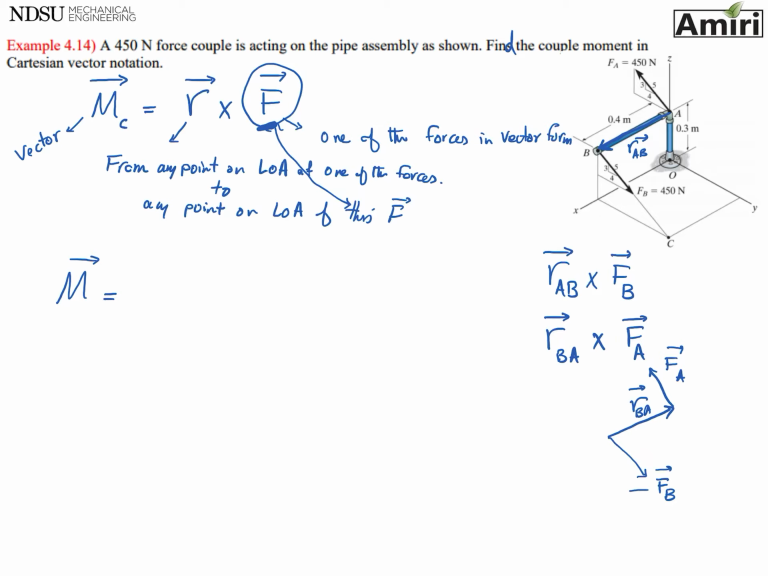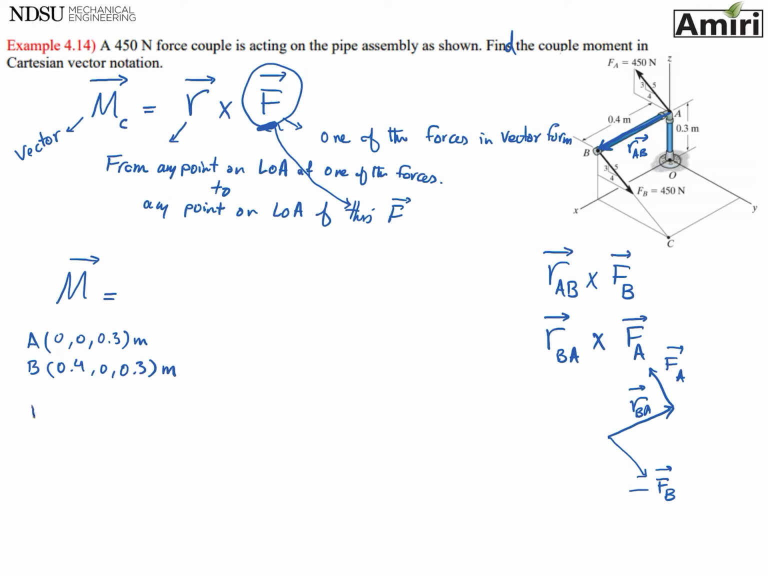My point A has coordinates of 0, 0, 0.3 meters. My point B has coordinates of 0.4, 0, 0.3 meters.